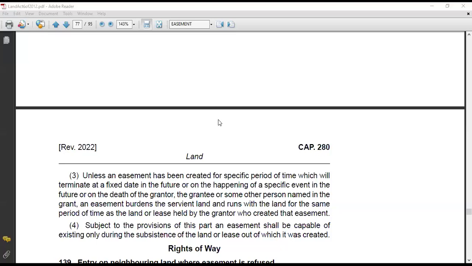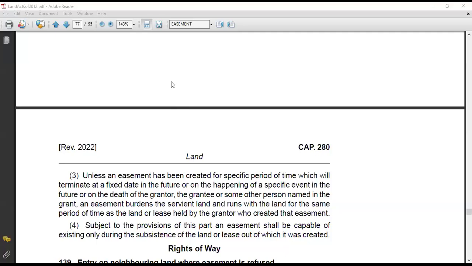Okay. The servient is the one that is being burdened. Understood. And the dominant is the one that is benefiting. Okay, understood. So he needs to be licensed. So profit à prendre does not apply. So one of the rights is right of way. Okay. Right of way. So remember, an easement is non-possessory. Yes. Non-possessory. You don't possess something. So it's a right of way. Just the right to pass there.